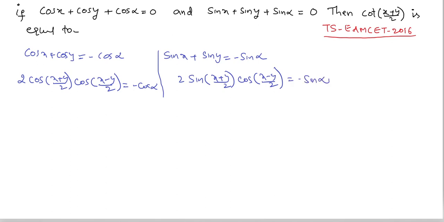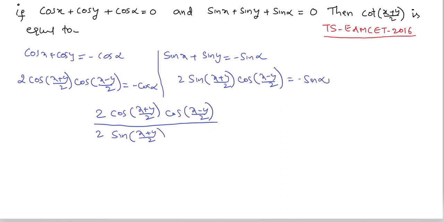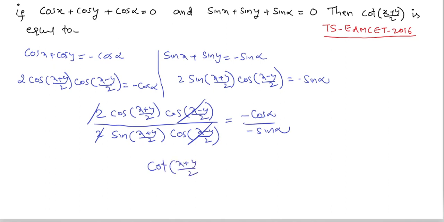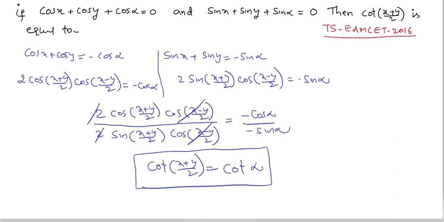So dividing these two equations, 2 cos of (x plus y) by 2 into cos of (x minus y) by 2 over 2 sin of (x plus y) by 2 into cos of (x minus y) by 2 is equal to minus cos alpha by minus sin alpha. Here 2 cancel, cos of (x minus y) by 2 cancel, that is cot of (x plus y) by 2 is equal to, here minus cancel, cot alpha. The value of cot of (x plus y) by 2 is cot alpha.